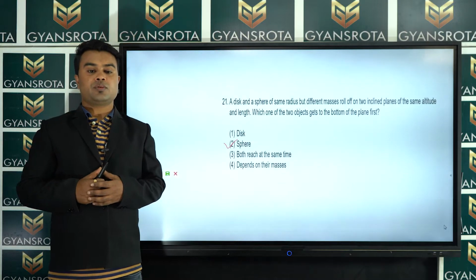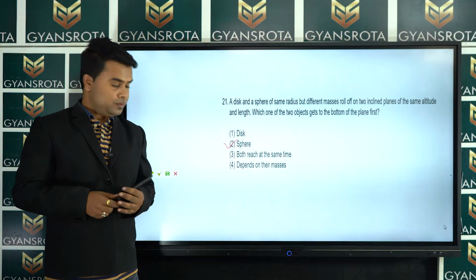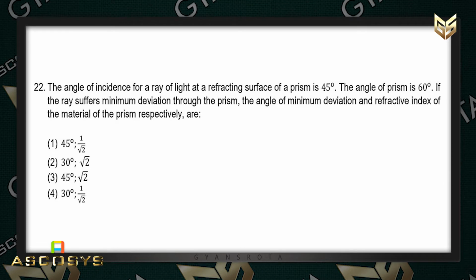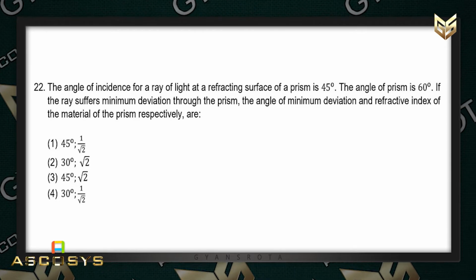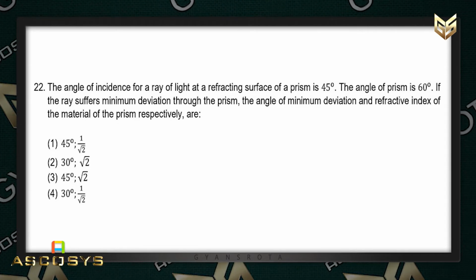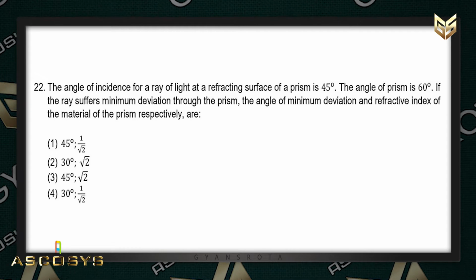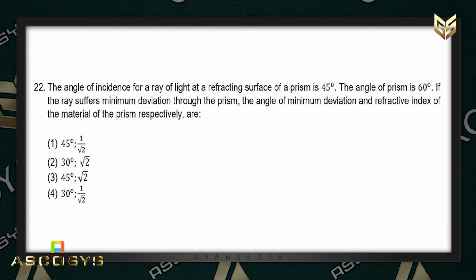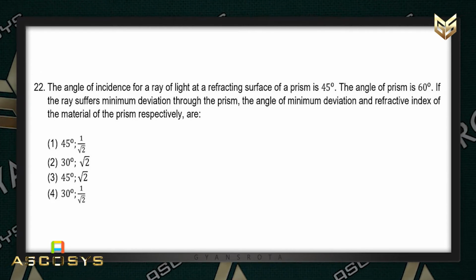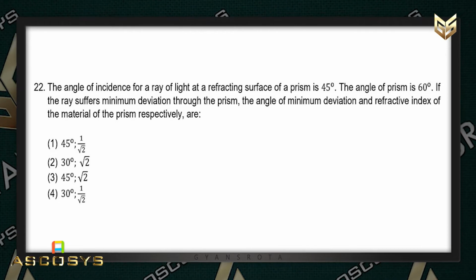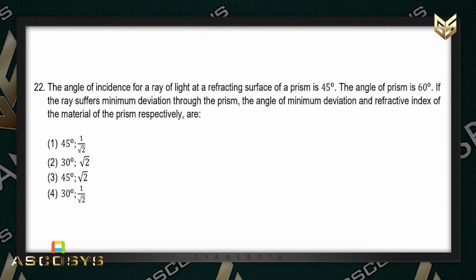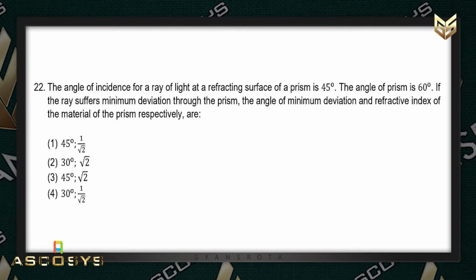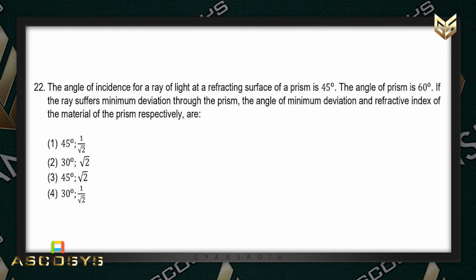Now let us move to the next question, that is question number 22. The angle of incidence for a ray of light at a refracting surface of a prism is 45 degree. I is given to be 45 degree. The angle of prism is 60 degree, A is 60 degree. If the ray suffers minimum deviation through the prism, the angle of minimum deviation and refractive index of the material of the prism respectively are.